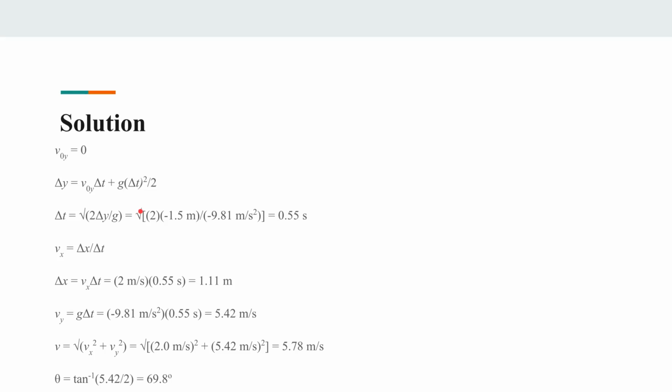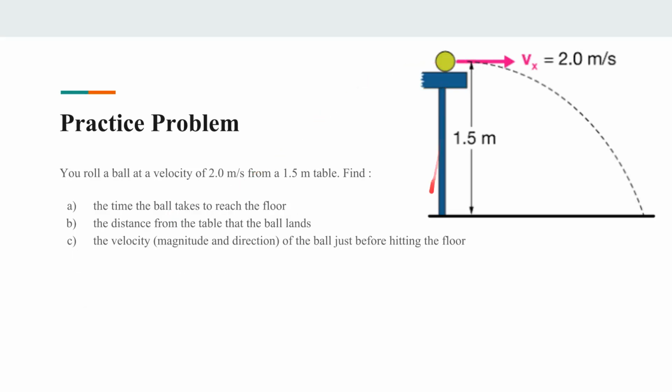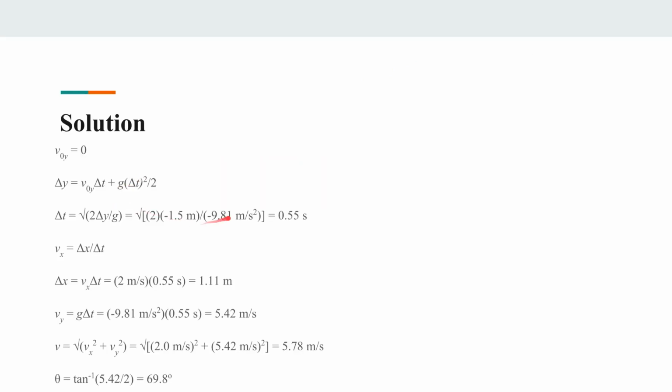So you take the square root of 2 times negative 1.5, divided by negative 9.81. Remember, this displacement is negative. You're going down. So if you're going down, displacement must be negative. And again, it works out because g is negative. So you take the square root of this, you get about 0.55 seconds.